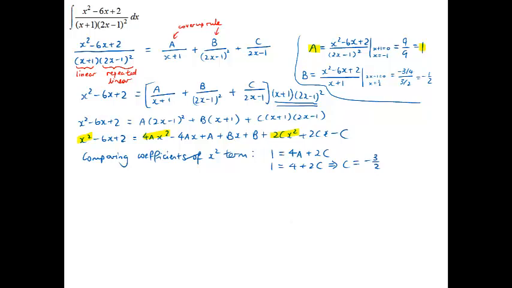So now I am ready to put my a, b, c values back into my partial fractions, as well as integrate at the same time. So let me now take the partial fractions and substitute back into the expression. So I have a over x plus 1, where the value of a is 1. I have b over 2x minus 1 square, where the value of b is negative half. I have c over 2x minus 1, where the value of c is negative 3 over 2.